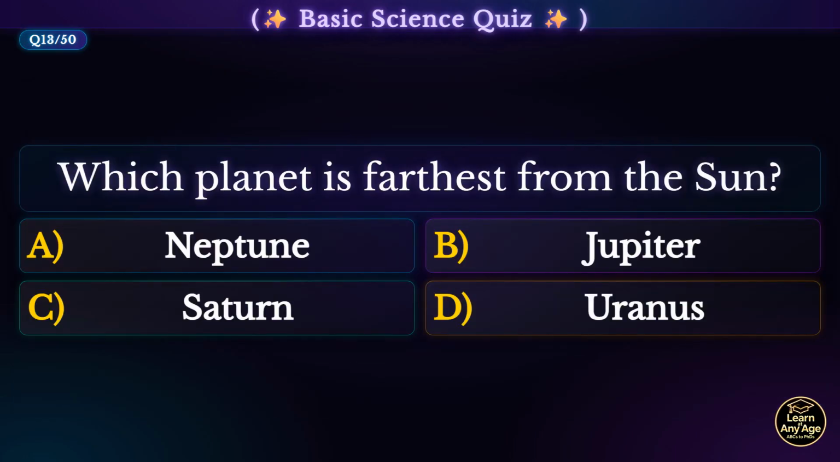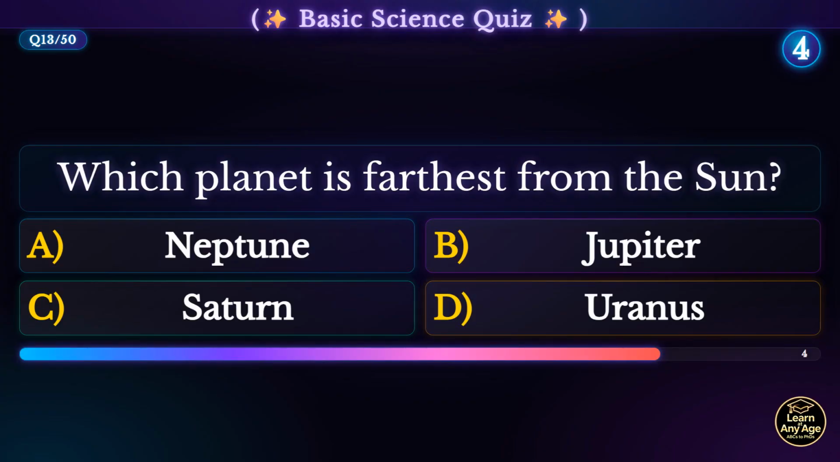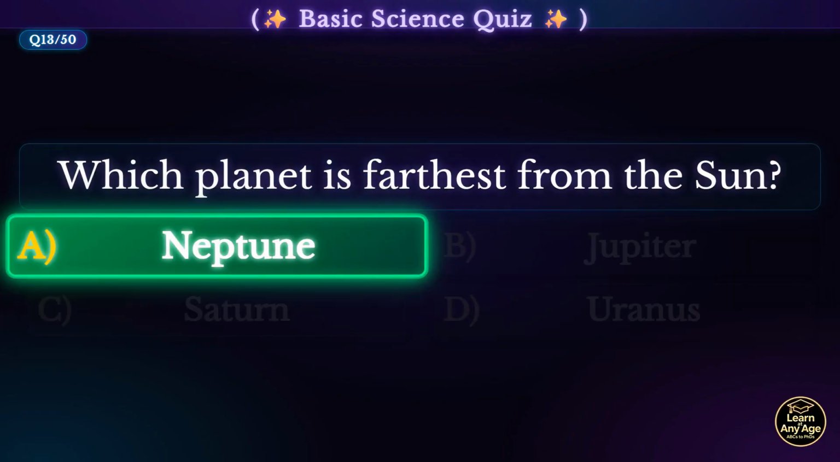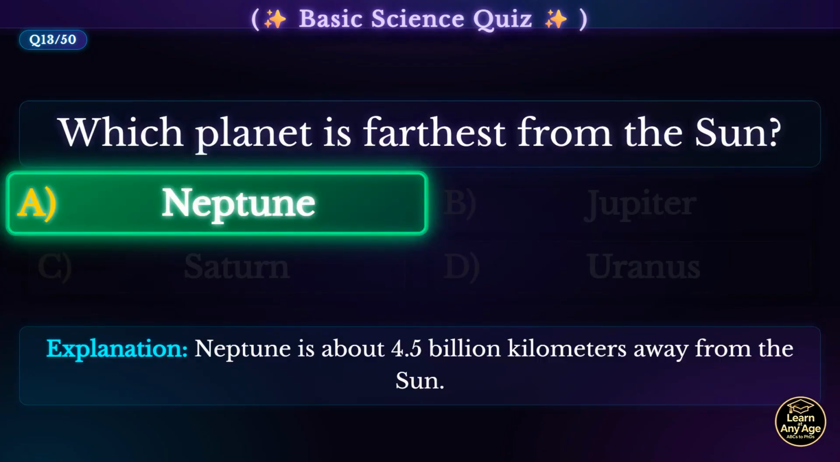Which planet is farthest from the Sun? Neptune, Jupiter, Saturn, Uranus. Neptune. Neptune is about 4.5 billion kilometers away from the Sun.